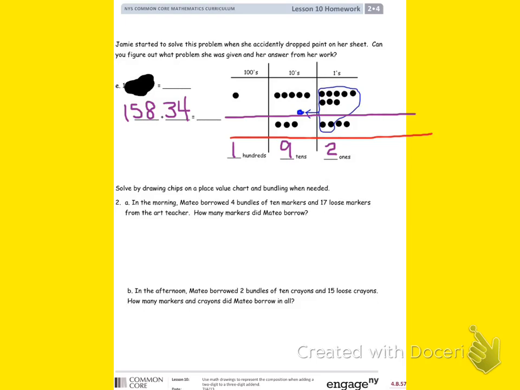Now let's use the algorithm method. 158 plus 34. When writing your algorithm, make sure that you line up the ones column, otherwise you won't get the right answer. 8 plus 4 is 12. There are 2 ones in the number 12, and there's 1 ten in the number 12. 5 tens plus 3 tens is 8 tens, plus 1 more ten is 9 tens. 1 group of 100 plus nothing is 1. So using the algorithm method, I see that the sum is also 192.